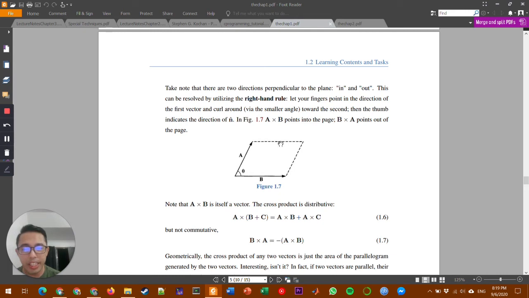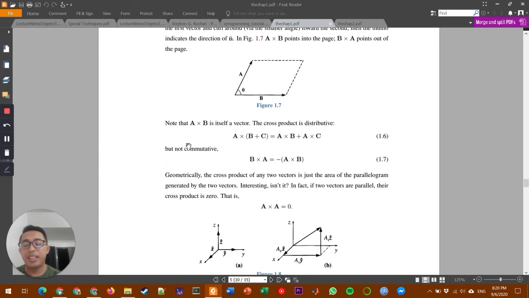actually the area of this parallelogram. Right? So it's just the area. So area na siya sa parallelogram with direction pointing where? Depende. If you have A cross B, it points into the page. But if you have B cross A, it's just the area of this whole thing. So if you have B cross A, the area of this whole thing with the direction outside, pointing out of the page.